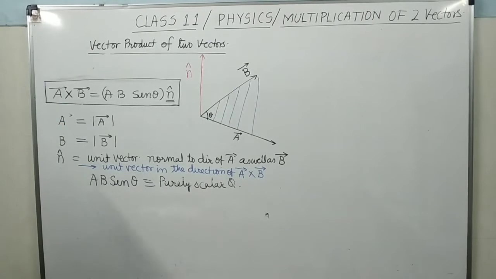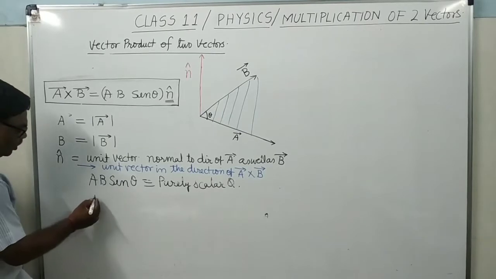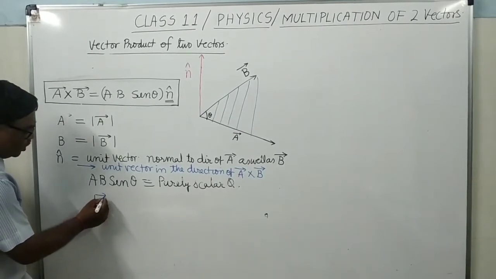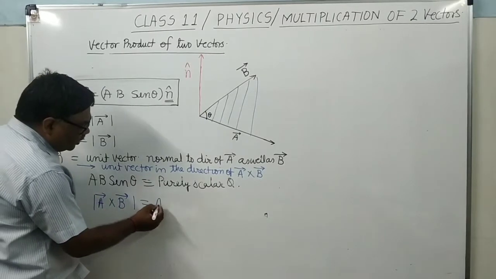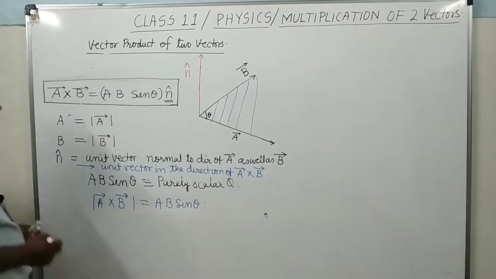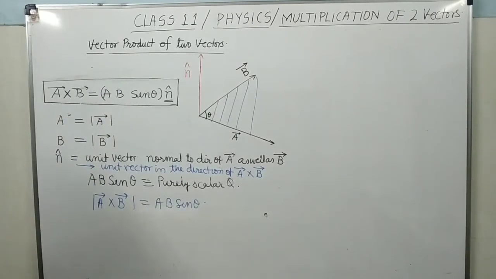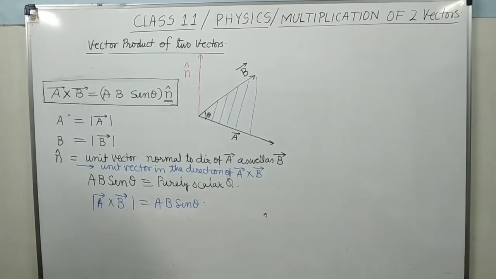What will be the magnitude of this? It will be equal to AB sin theta. What is A, what is B, what is theta, that I have already told. If you have to write the magnitude of vector A cross vector B, it is equal to AB sin theta. What is the purpose of the unit vector? The unit vector is used for imparting direction to vector A cross vector B.